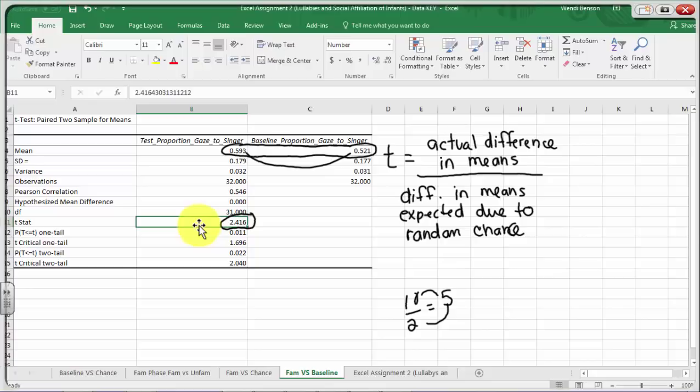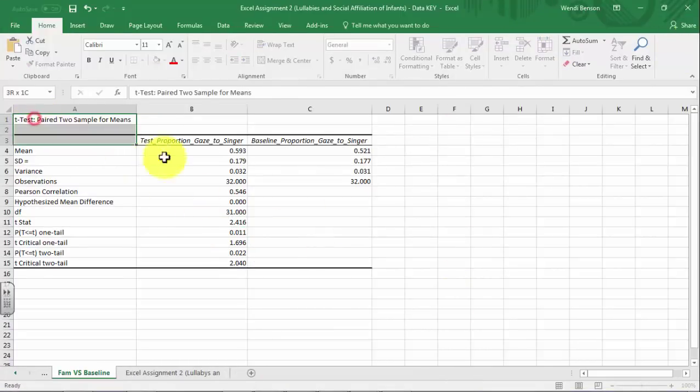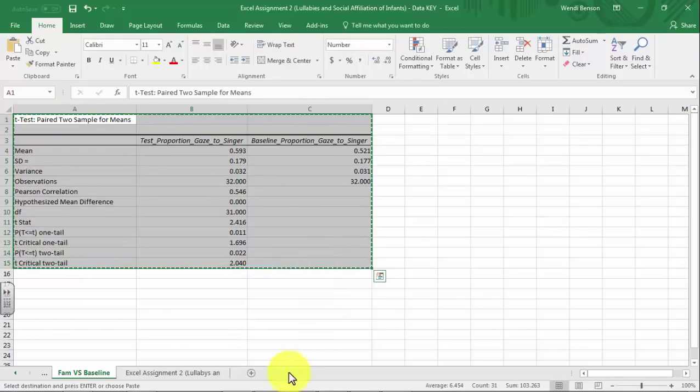So if you think about that, it makes sense now that our P is low, right? Our P is less than our alpha level of 0.05. So we can reject that null hypothesis, say there is a significant difference here. And we also know that because this 2.416 exceeds this critical region of negative or positive 2.040. Remember here, this is telling us too that there's only a 2.2% chance that this difference that we see here is a fluke and just due to random chance and not due to a true effect of the familiar lullaby being sung.